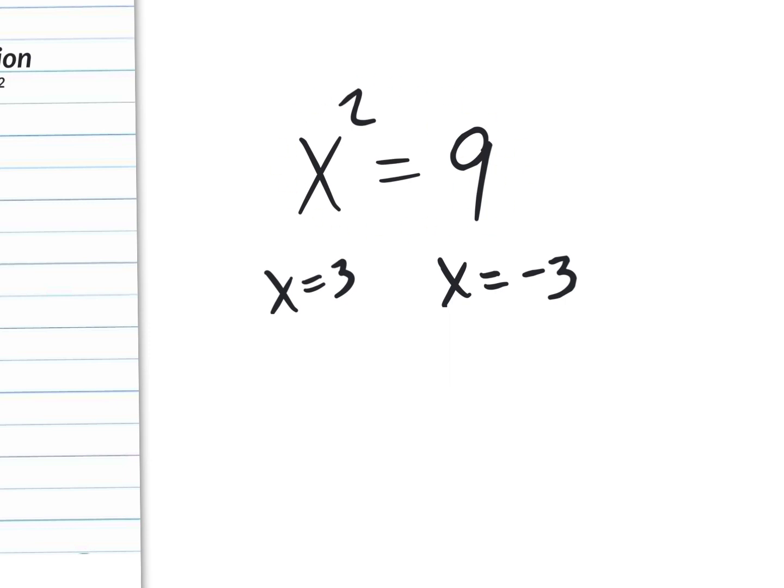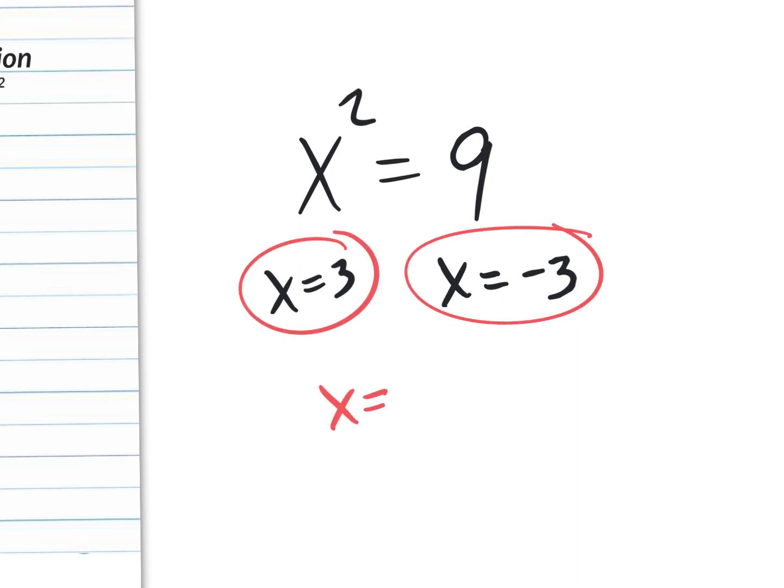Another way of writing these two answers is to write x equals plus or minus 3. That's the notation that represents two answers, a positive 3 and also a negative 3. Another thing I mentioned on the notes is that you could apply a square root when there's one single x.